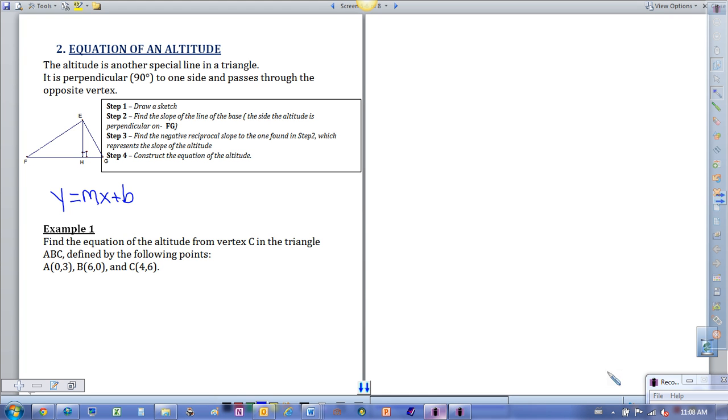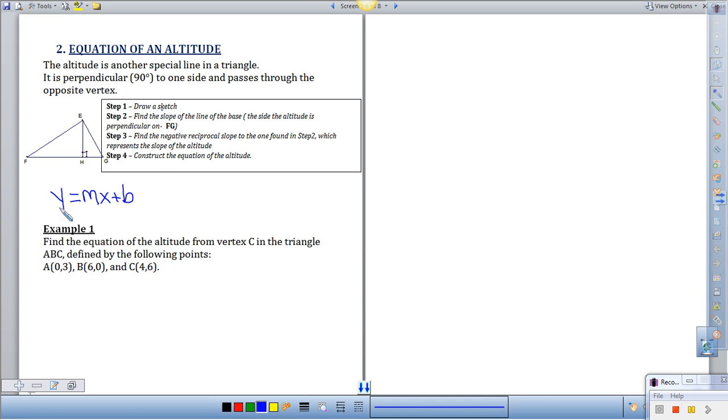Let's discuss the equation of an altitude. And before we even start, I want to remind you that when we talk about the equation of a line, the equation of an altitude, the equation of a median, what we keep in mind is the equation y equals mx plus b.